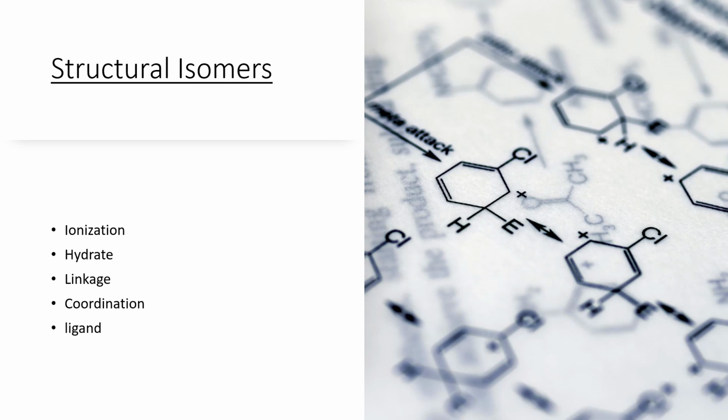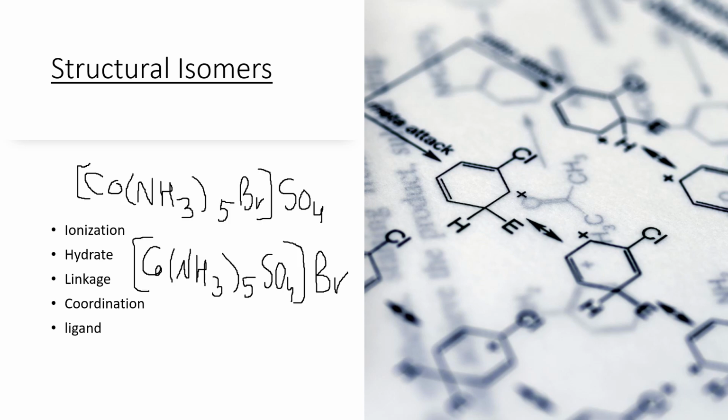Ionization isomers. These are the compounds which have the same molecular formula but different ions. For example, let me write down a compound. So now you can see two examples, that is Co(NH3)5BrSO4 and Co(NH3)5SO4Br. They are the same in the molecular formula, but the ion inside the brackets is different.